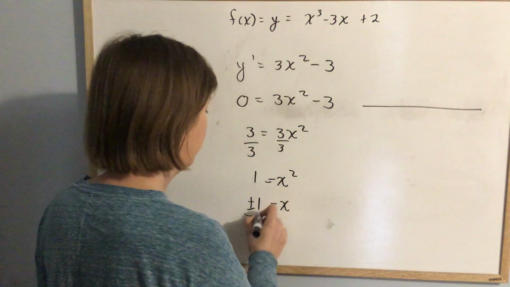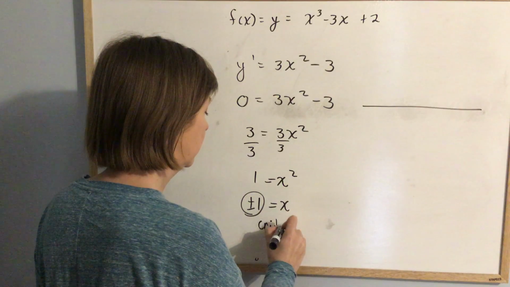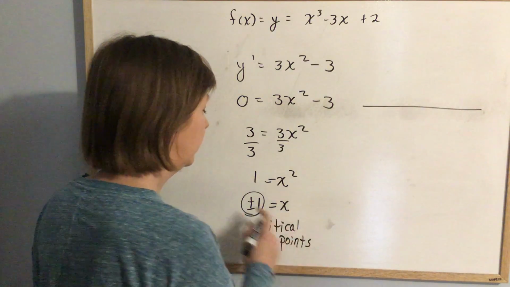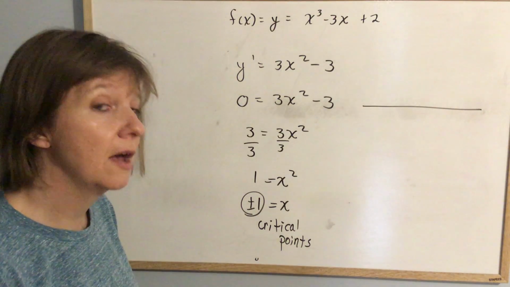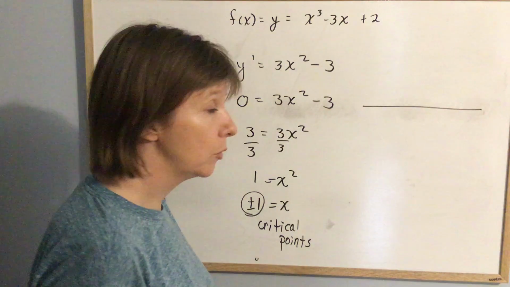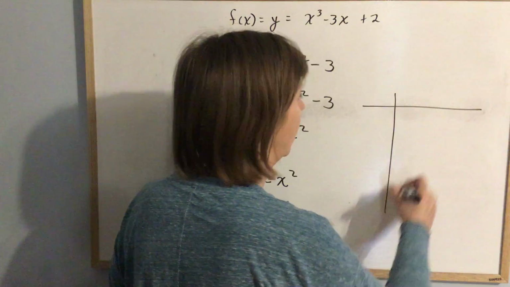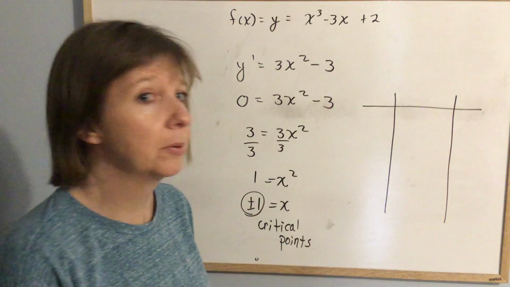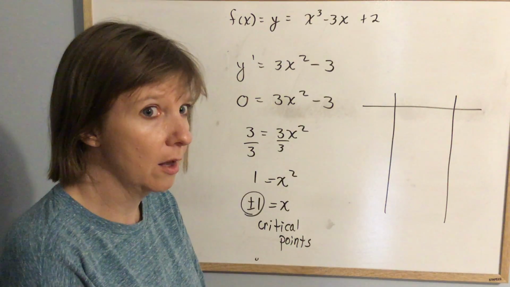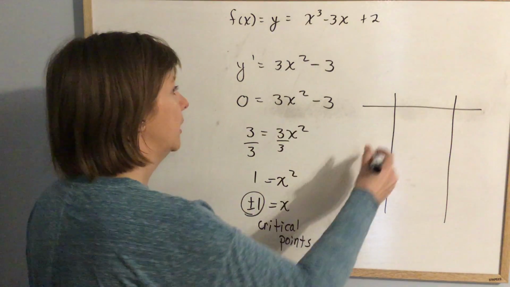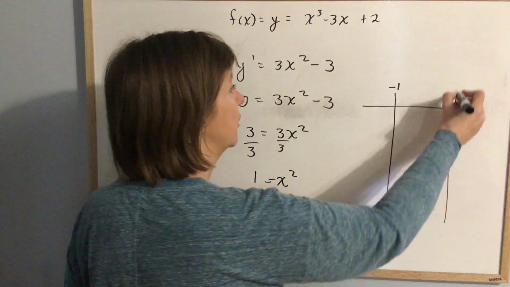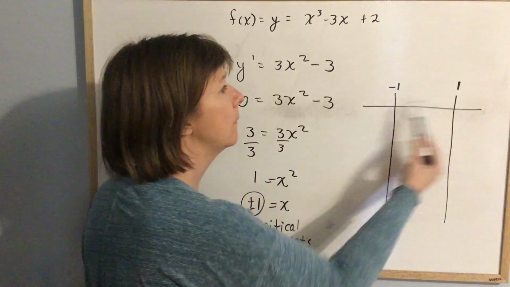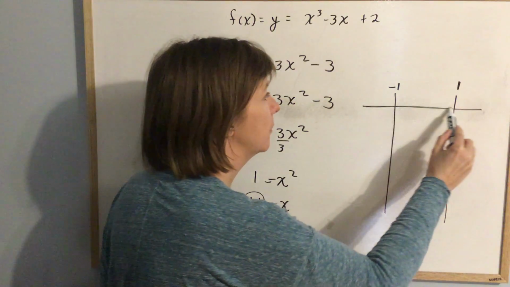These are my critical points. These are places where I could potentially have local maximums or local minimums. So how do I know whether they're maximums or minimums, or whether they're faking me out? Because sometimes it isn't really one. So -1 is a critical point, +1 is a critical point. Think of this as a number line.